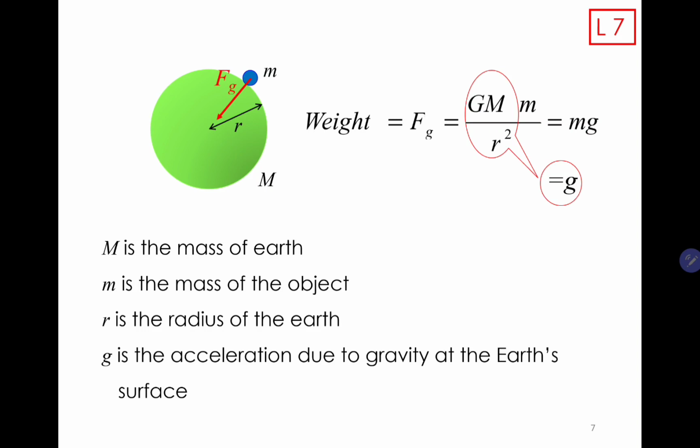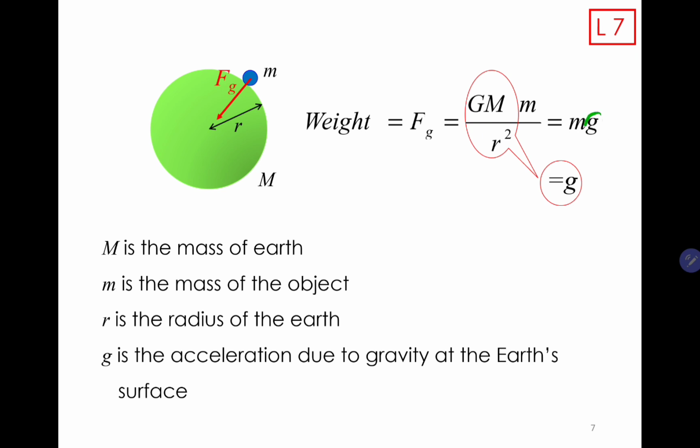Okay, so by knowing Ag, we may calculate the weight of the object, because weight equals Fg. In this case, Fg equals GMm over r squared. So we just separate this equation to be GM over r squared multiplied by m. So GM over r squared now represents g. Then the equation equals mg.